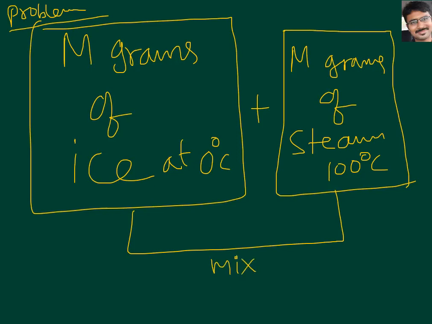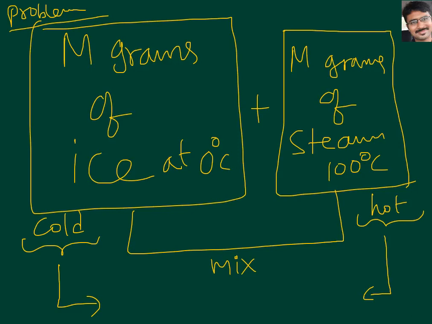When I mixed these two things, no doubt we can treat the ice as a cold body and the steam as a hot body. Ice is cold compared to the steam. So we know that whenever a cold and hot body are mixed, they will try to attain equilibrium temperature. They will attain thermal equilibrium. That means they will get the same temperature.